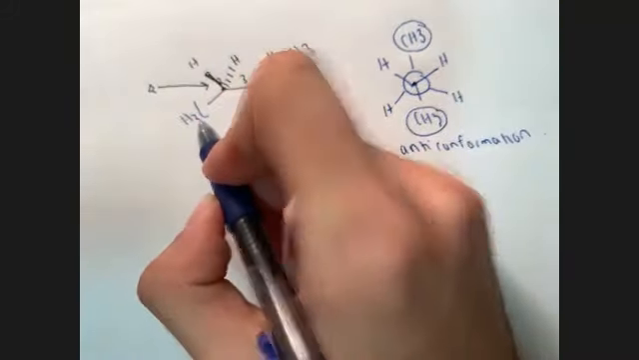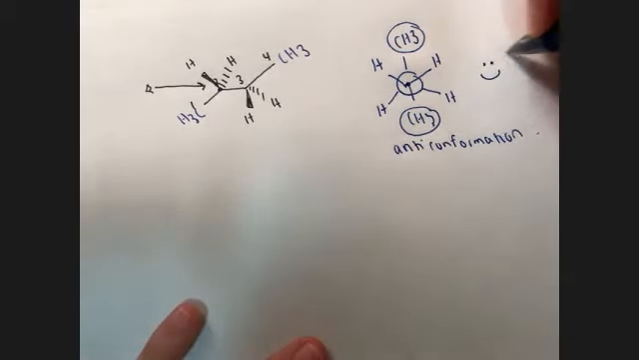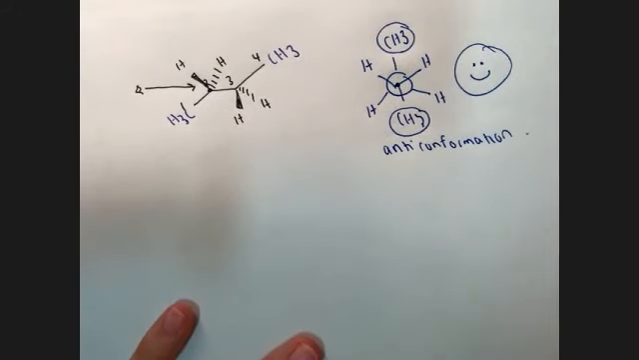Notice how this one is down and up, and look how far away they are from each other. So it's the anti-conformation because these two largest groups are anti. They're far away. They're in opposite directions, and this is a very good thing. So I'm going to draw a big smiley face. Okay, this is the best thing that we want.